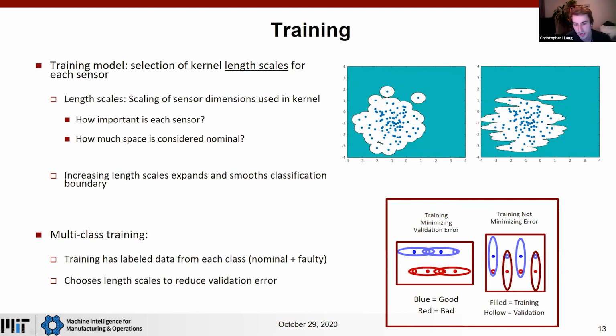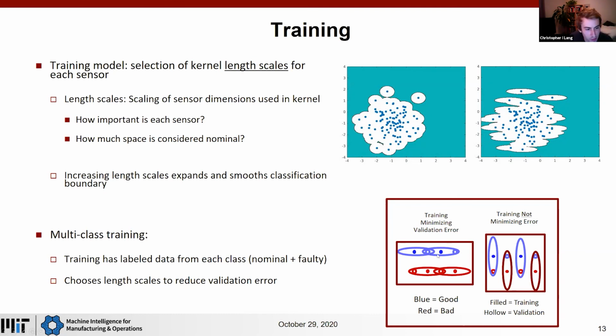Normally, if you have examples of both good and bad data in the multi-class training approach, you choose length scales such that they reduce your validation error. This is just a simple illustration of how this could be done. Here the blue are considered known good points, and the red are considered bad. The filled ones are your training points, and the hollow ones are your validation ones. If you have examples of both, you would want to choose these length scales in order to minimize your validation error, or the misclassification of these hollow points.